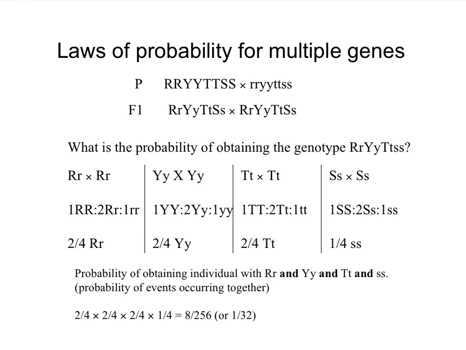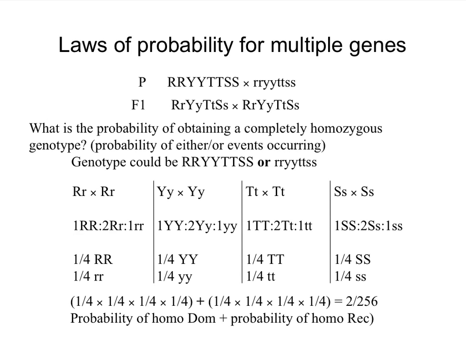And now we're not talking about 1 gene or 2 genes or even 3 genes. We are talking about 4 genes. And for these 4 genes, the chance of getting heterozygotes for 3 of those genes and homozygote recessive for the 4th is 1 out of 32. And you can express it as fractions if you'd like.